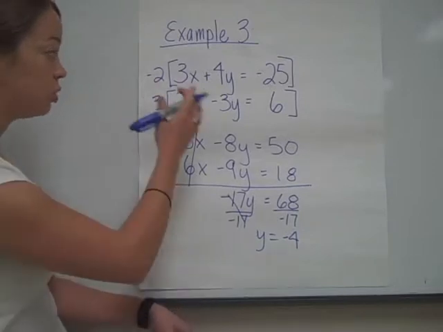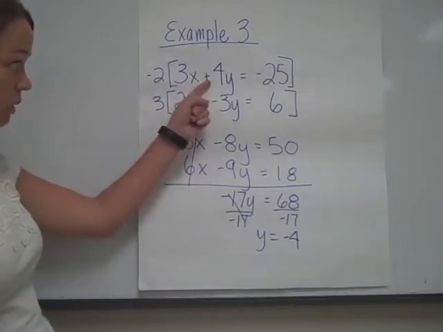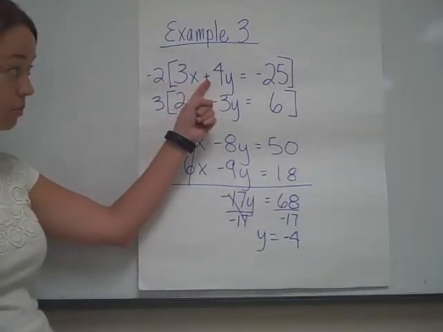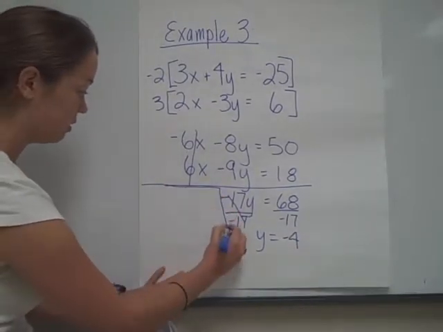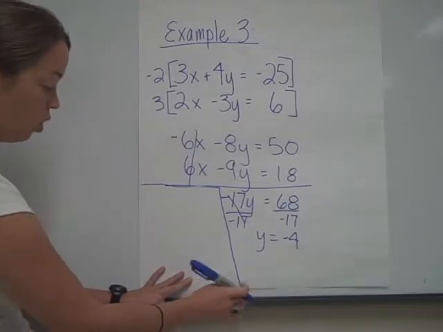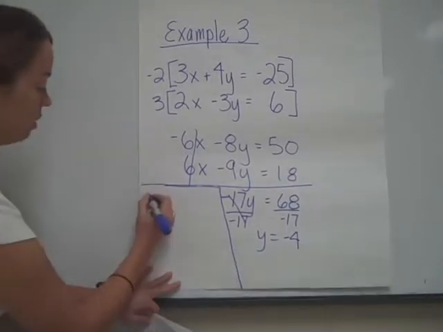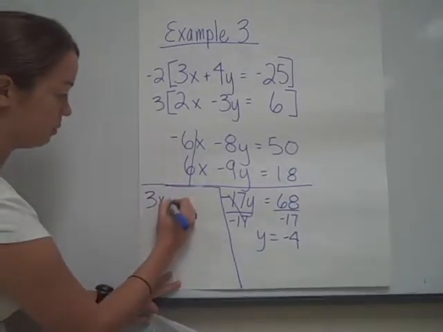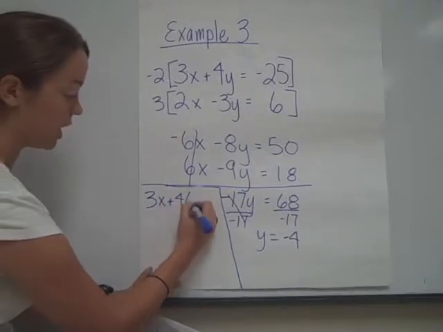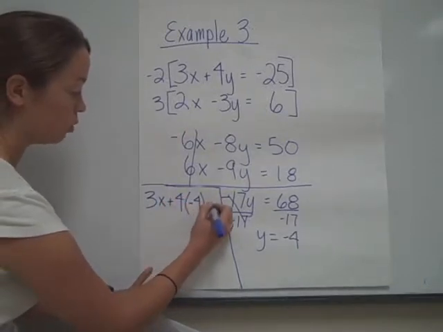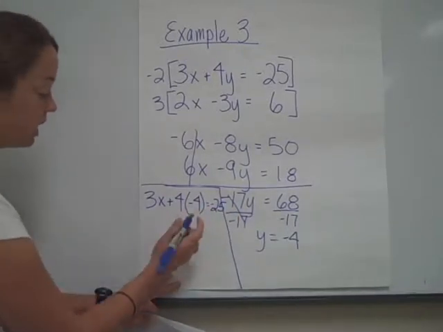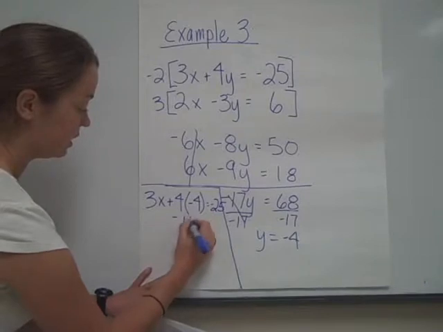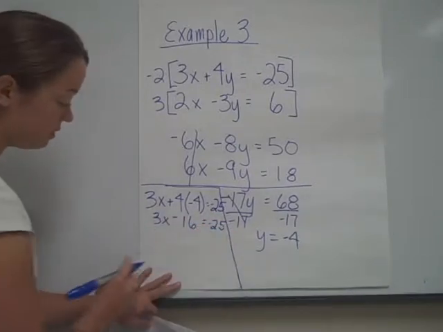Now, I still need to substitute that back into one of my equations. So I'm going to substitute it back into my top equation. Doing so, I'm going to do that right over here. We get 3x plus 4 times -4 equals -25. Then, multiplying here, we get -16. 3x minus 16 equals -25.